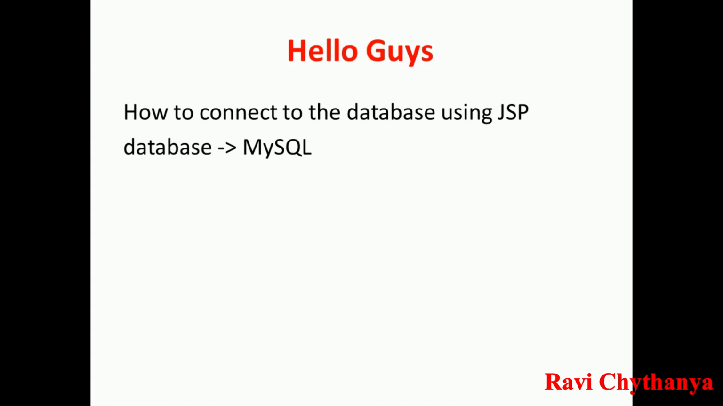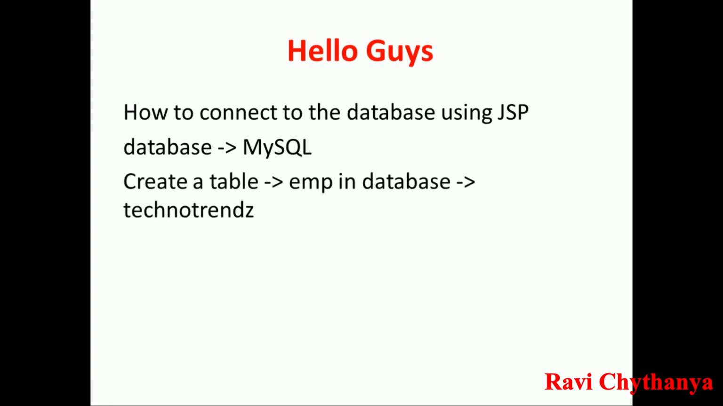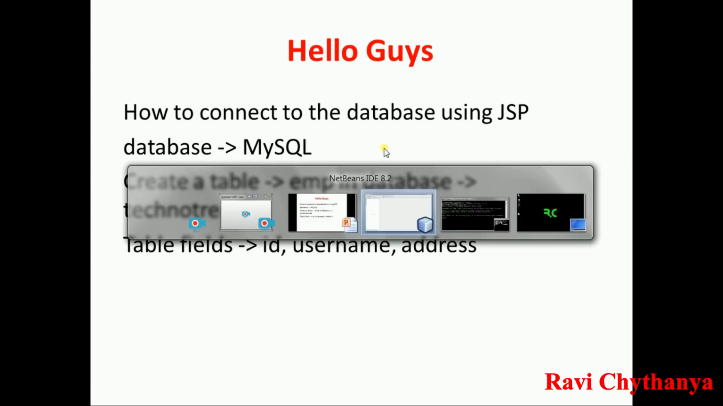The database we are going to use here is MySQL, and in MySQL we are going to create a database called Techno Trendz. In the Techno Trendz database we are going to create a table called EMP, the employee table, and its fields are ID, username and address. Let us move on to the MySQL database first, create the database and the table, and insert some data for the ID, username and address to retrieve from the JSP. Let us move on to the MySQL command prompt.